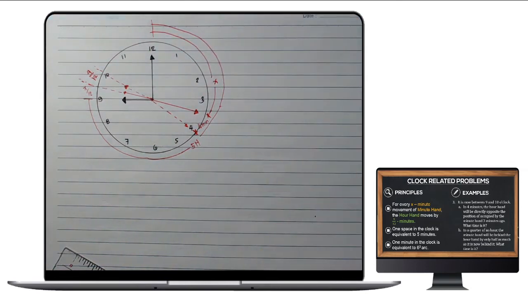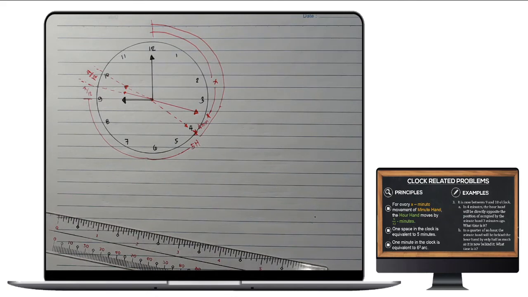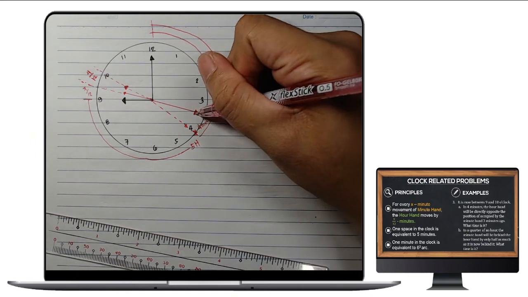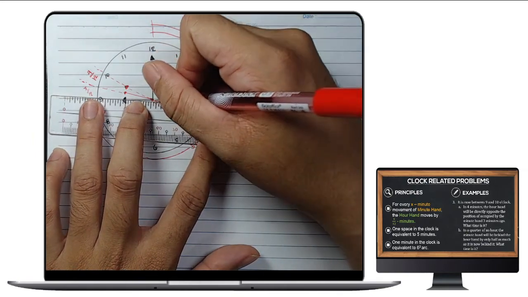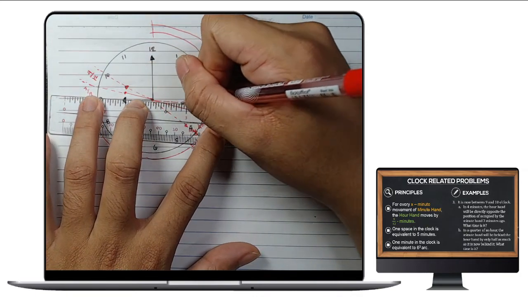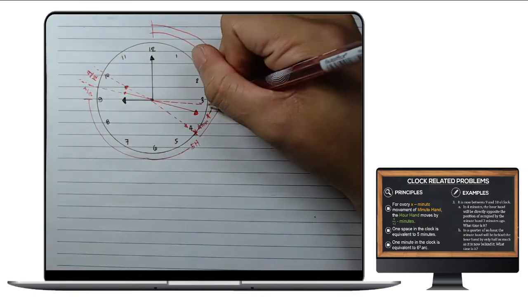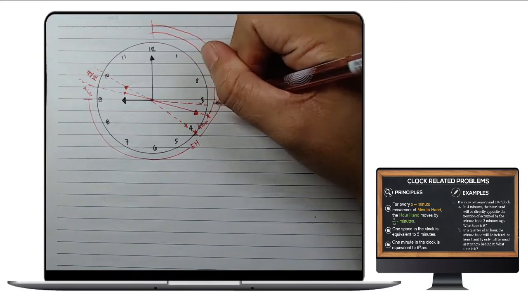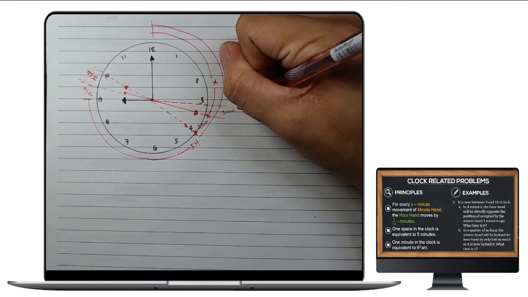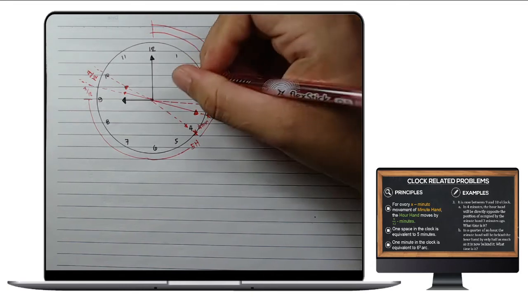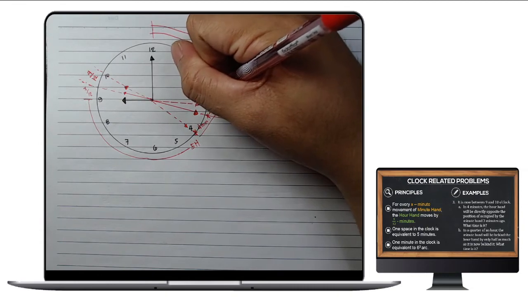And, sabi dun sa problem, that 4 minutes will be directly opposite sa position ni minute hand 3 minutes ago. So, since this is the present position of the minute hand, so its position 3 minutes ago, let's say somewhere here. Okay. So let's say this position is 3 minutes ago. This is 3 minutes ago. So this part of the minute hand.